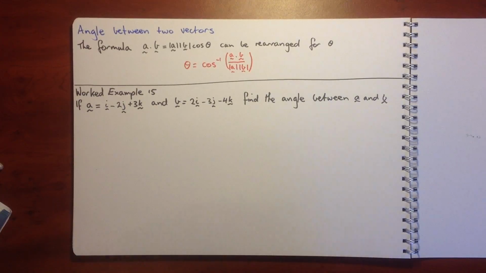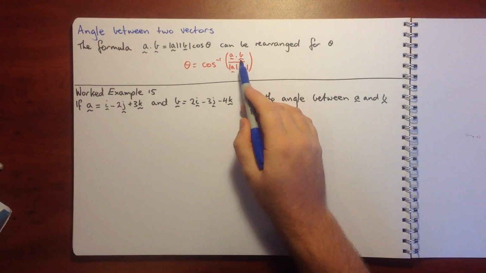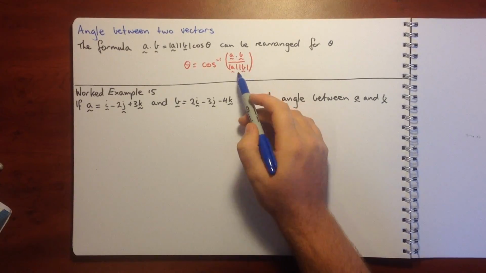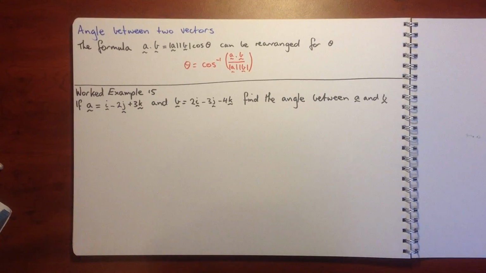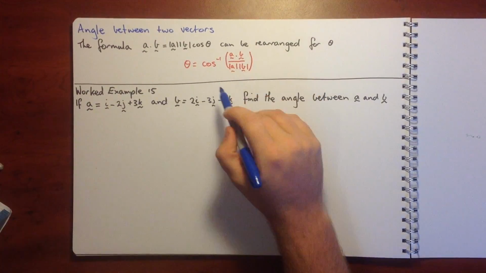Okay, angle between two vectors. The formula a dot b equals magnitude a times magnitude b cos of theta can be rearranged for theta. So you say that theta equals inverse cos of a dot b on magnitude of a times magnitude of b. So we're going to work the example for this. This is worked example 15. So if a equals i take 2j plus 3k and b equals 2i take 3j take 4k, find the angle between a and b. So essentially we're just going to be using this formula.